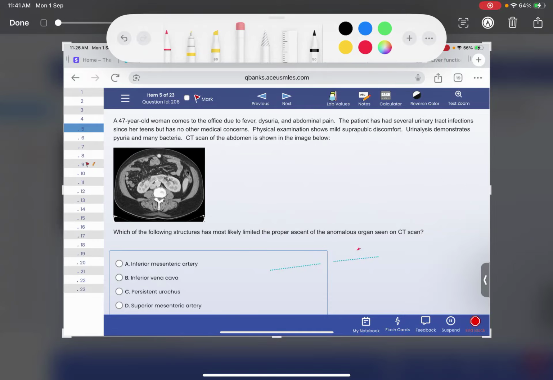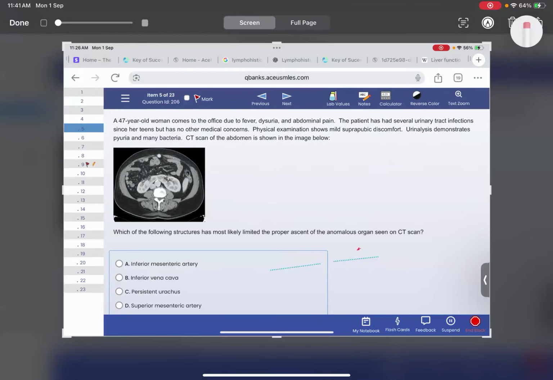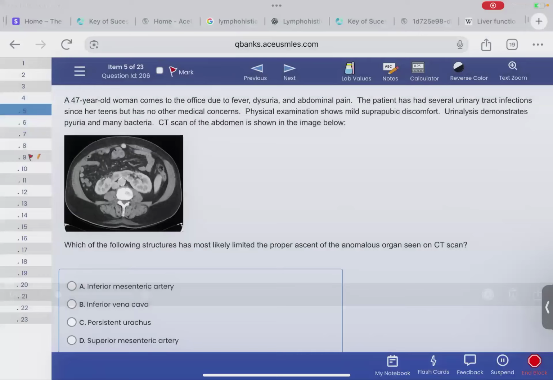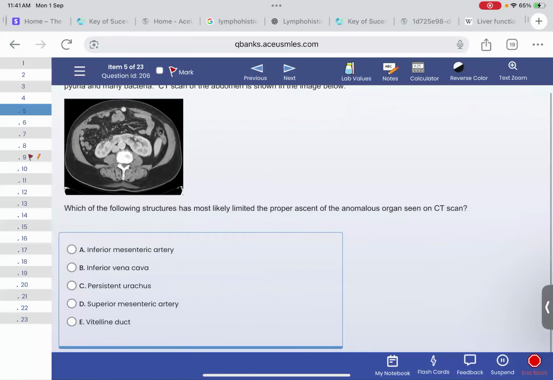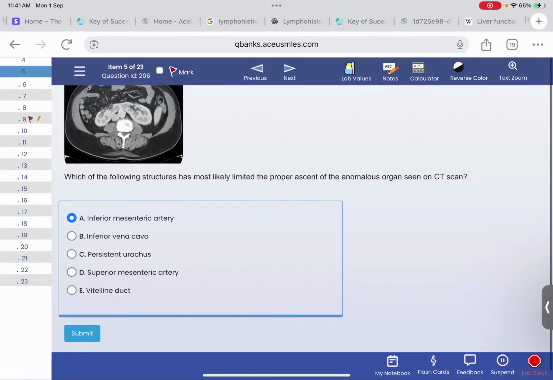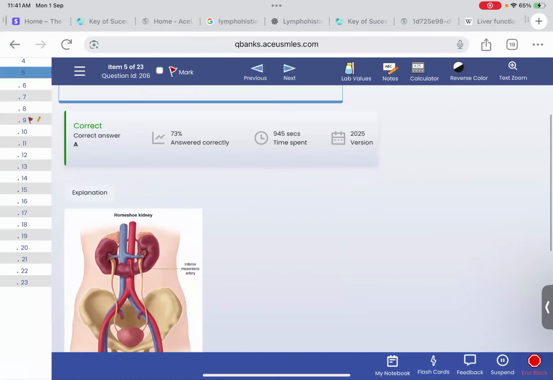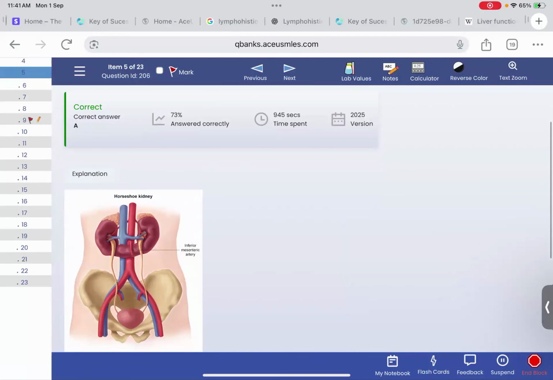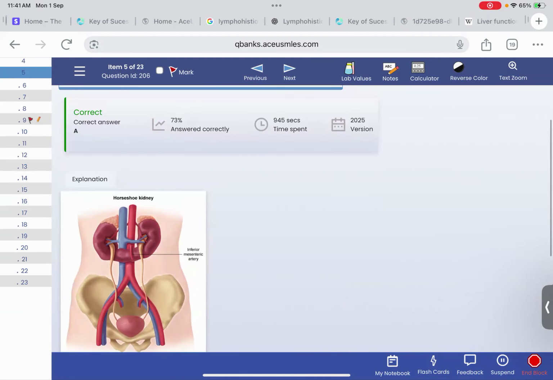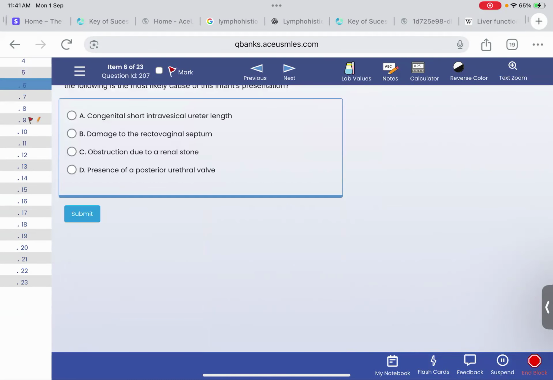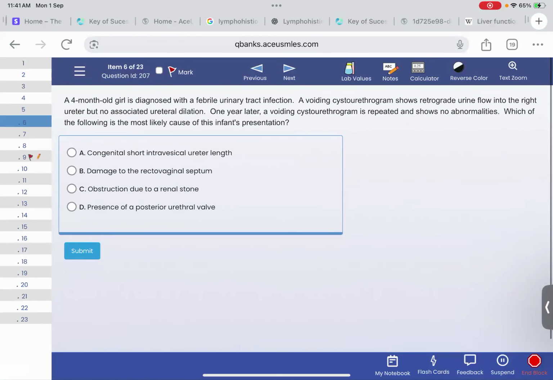Okay, so let's go to the next question. If we have some other points, we will discuss. So what was here? Inferior mesenteric artery, mesenteric arch. This one, okay. Anyone, please?